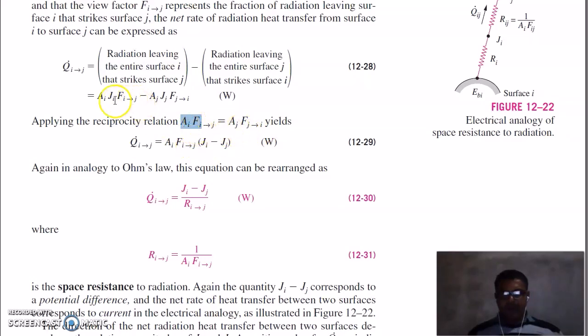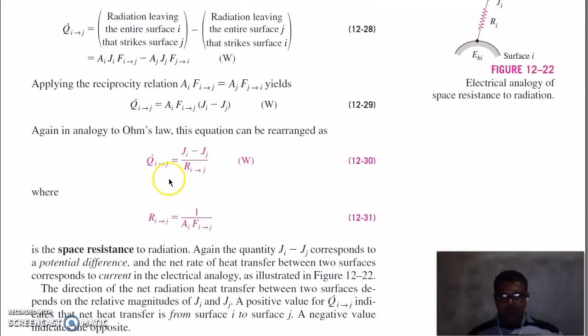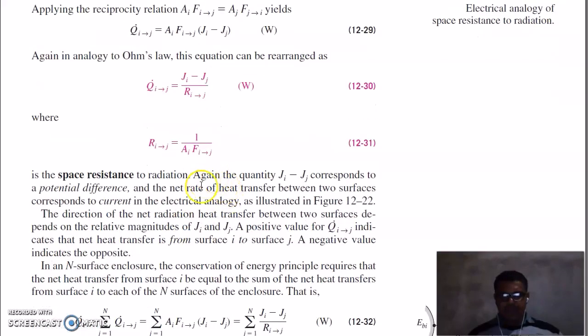And you can put this value here, Ai, Fi, you can place here, and these will come out of the bracket and you will get this relation here. Now if you compare again with Ohm's law, which is Ji minus Jj divided by Rij, in this case your resistance is equal to 1 by Ai Fij. This is the space resistance to radiation.